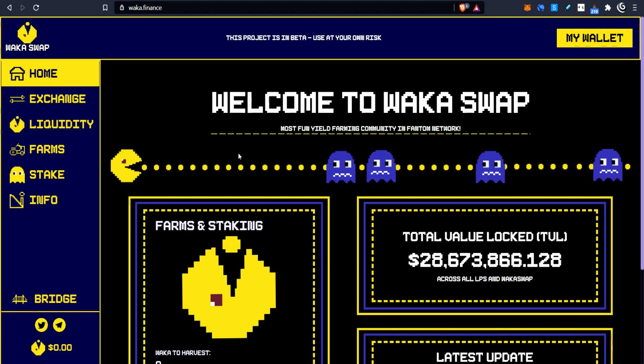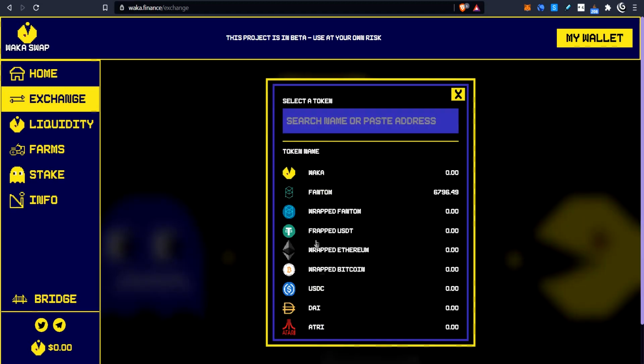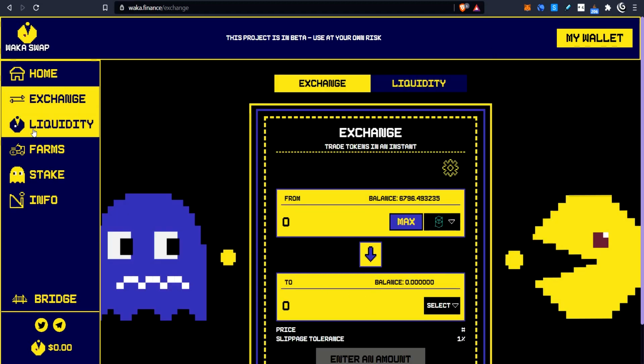Today we're on Phantom, taking a look at a WAKA swap. Now, WAKA swap's a pretty straightforward AMM, like a marketplace where you can swap things. Currently, there is $28 million in total value locked at this time. It's an exchange, right? So you can come here and swap this token for that token. You can decide which tokens you want to swap based on what's in the liquidity pools.